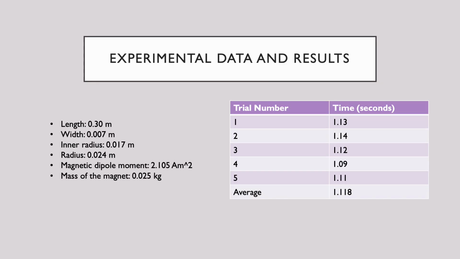Here I have the measurements I recorded, which were that the length of the tube was 0.3 meters, the width was 0.007 meters, the inner radius was 0.017 meters, and the radius was 0.024 meters. The magnetic dipole moment was taken from Lab 3, which was 2.105 amperes meters squared, and the mass of the magnet was 0.025 kilograms. You can see the 5 trials on the right, and the average time was 1.118 seconds.